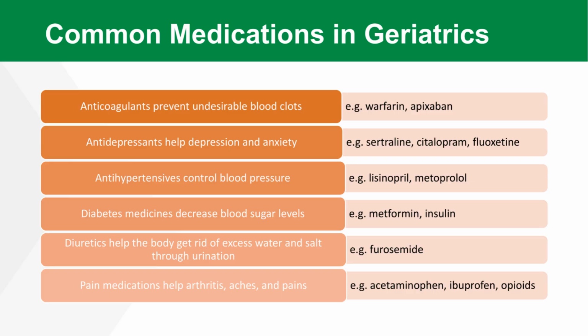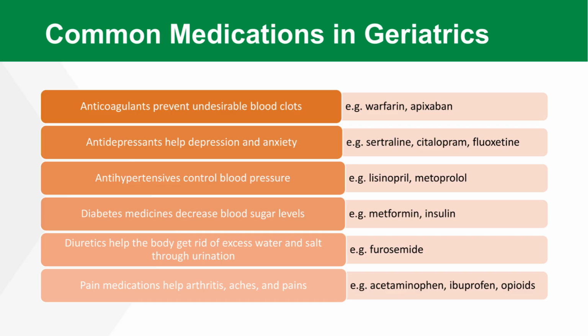This is a list of common medication classes in geriatric care. Please note that this is not a complete list, but has some examples to gain awareness of the classes and typical medications. Anticoagulants keep blood from clotting too easily. Examples of these are warfarin and apixaban. Antidepressants help with anxiety and depression. Examples are sertraline, citalopram, and fluoxetine.